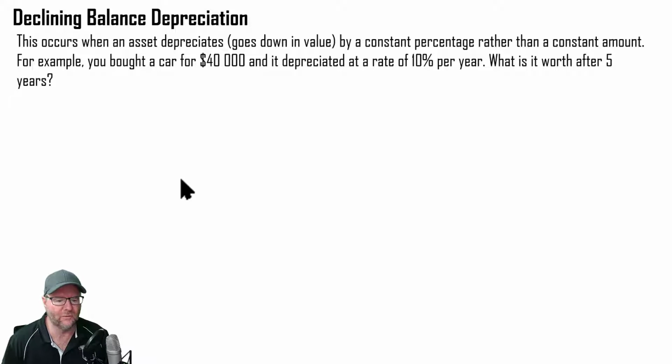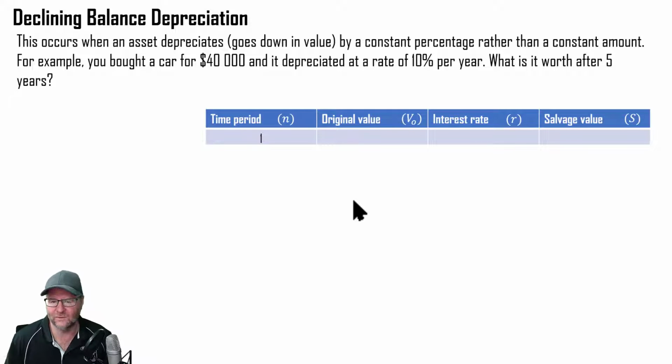So let's go through and actually break down an example, and you'll get an idea of what I mean by this. Okay, this occurs when an asset depreciates by a constant percentage rather than a constant amount. So, example, let's say we buy this car for $40,000, okay, and it depreciates at a rate of 10% per year. What's it worth after 5 years? Well, I'm going to do this step by step. So let's have a look. Let's do a little table and we'll do some of the calculations and see what's happening.